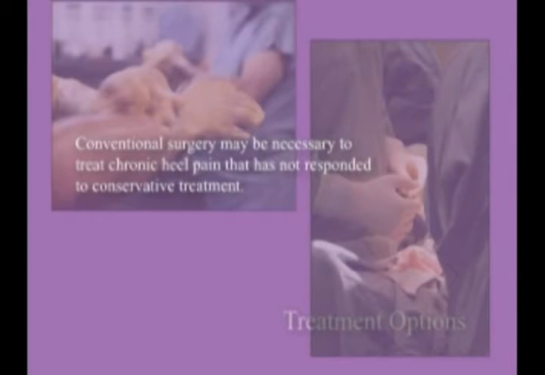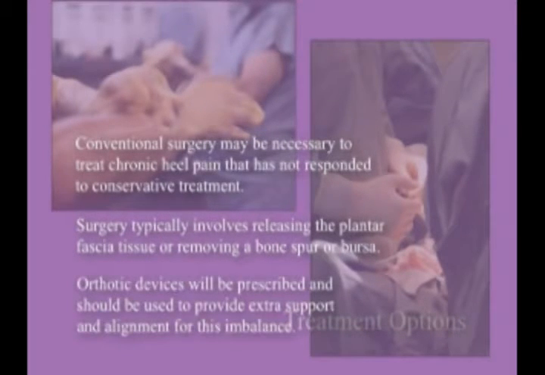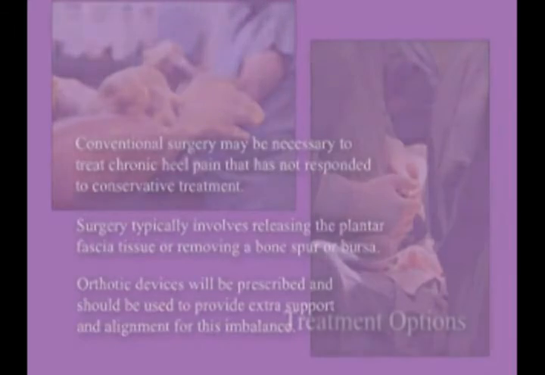Conventional surgery may be necessary to treat chronic heel pain that has not responded to conservative treatment. Surgery typically involves releasing the plantar fascia tissue or removing a bone spur or bursa. When the plantar fascia is released, the arch of the foot may not function normally and will require additional support. Orthotic devices will be prescribed and should be used to provide extra support and alignment for this imbalance. If the imbalances are not corrected, hammer toes and bunions may develop, causing pain and disfigurement.